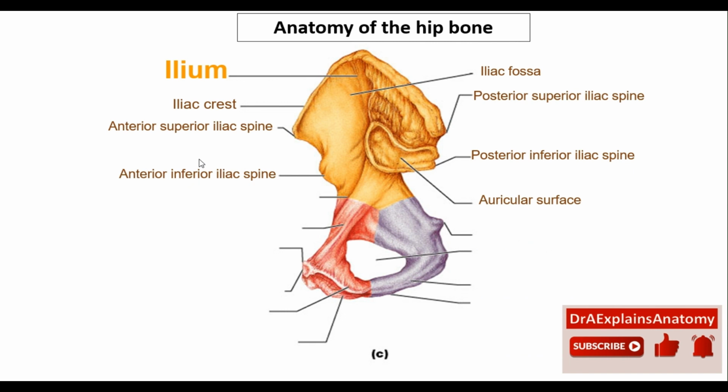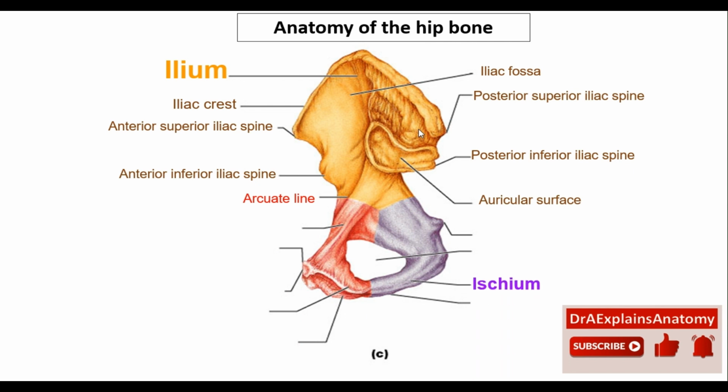This is the auricular surface. The sacrum articulates with the pelvic bone via the auricular surface. So the auricular surface will help you identify also the posterior aspect, because the sacrum is located posteriorly in the pelvis. This is the arcuate line.